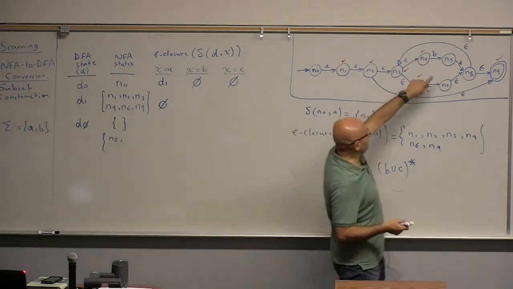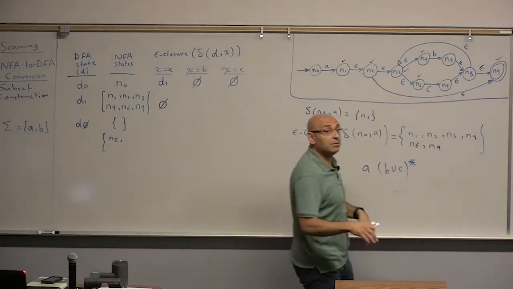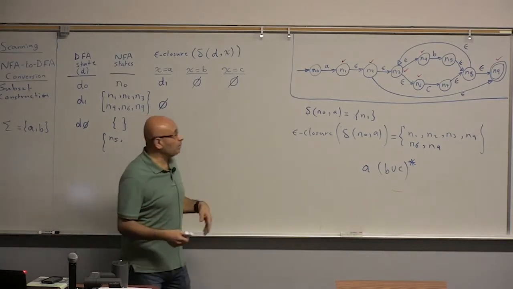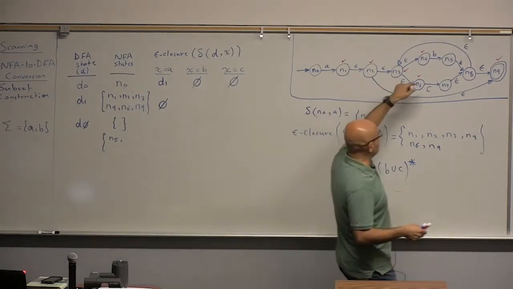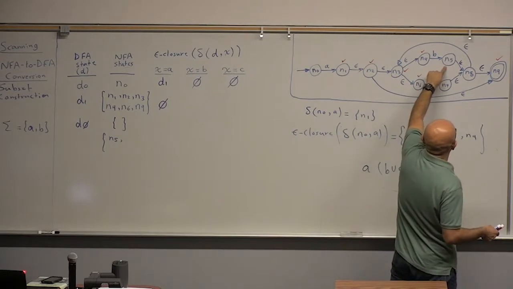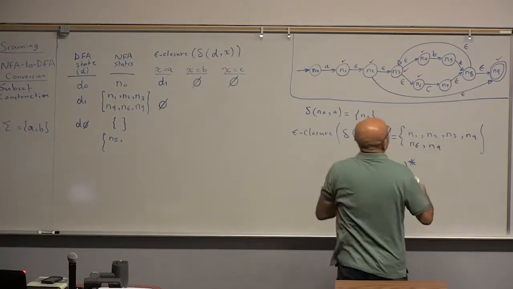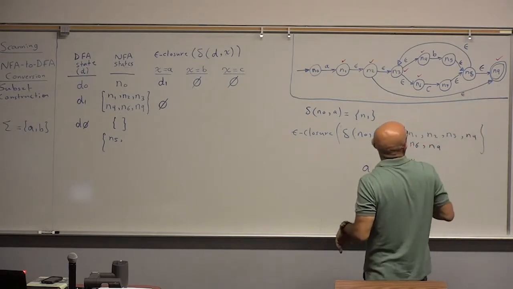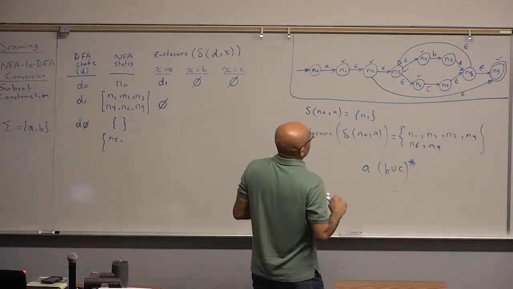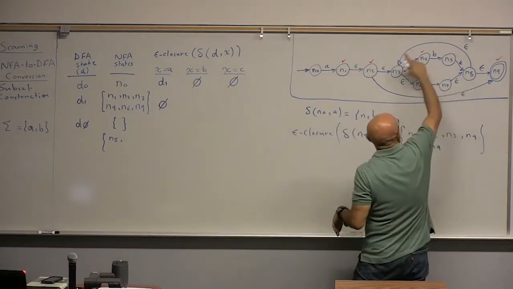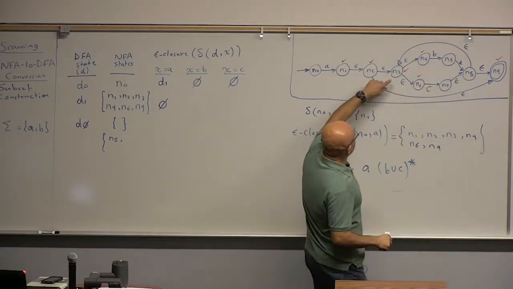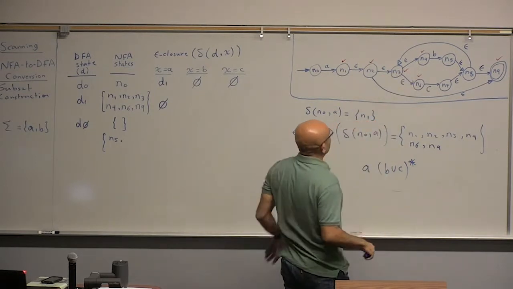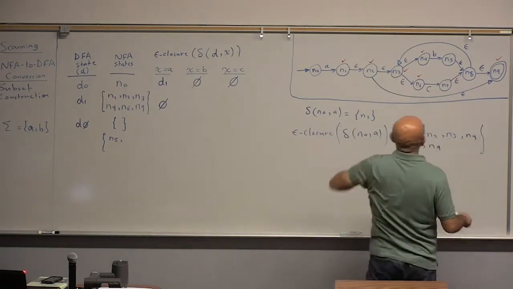Now, will I stop at N5? No, I have to do the Epsilon closure. So I have to take all possible Epsilon transitions. I'm in N5, that can take me to N8. Then N8 can take me to N9. And N8 can take me back to N3. And N3 can take me to N4 and N6.